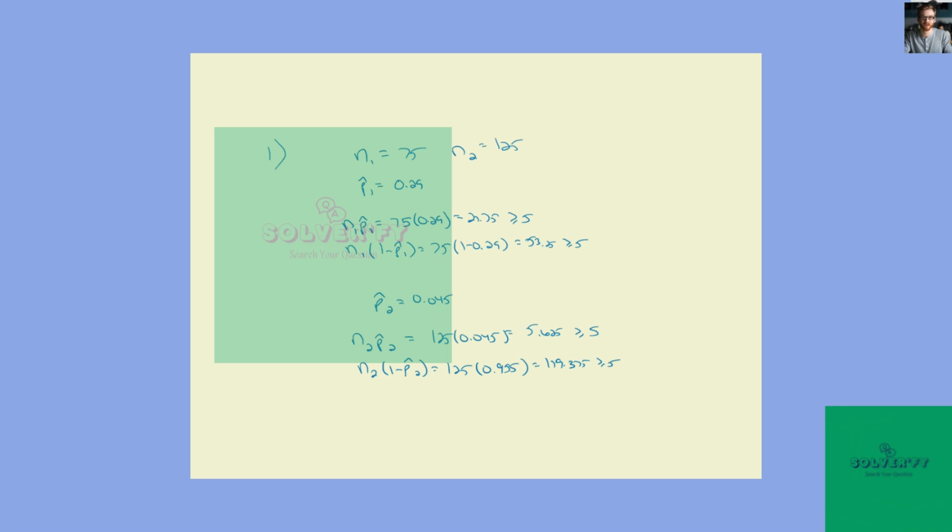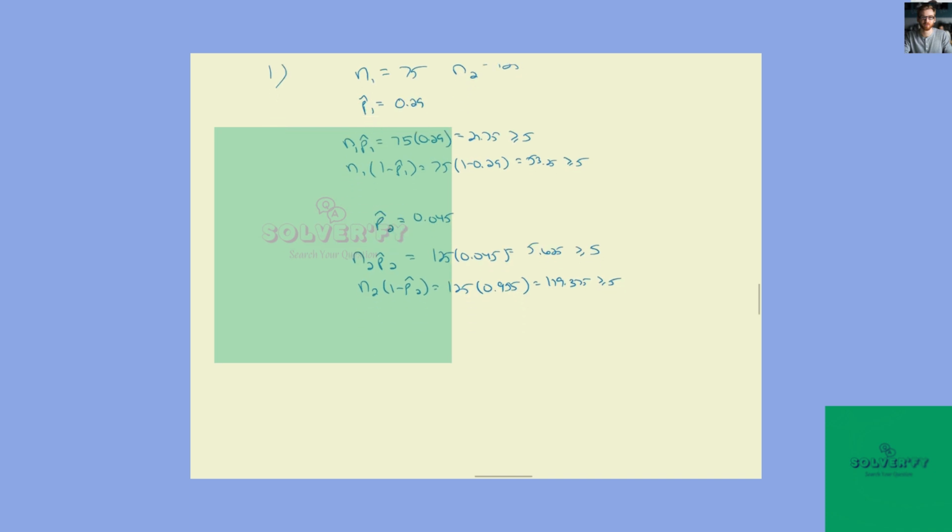Since all conditions are met, both sample sizes are reasonably large and the expected counts are sufficient, we can approximate the distribution of the difference in sample proportions with a normal distribution.